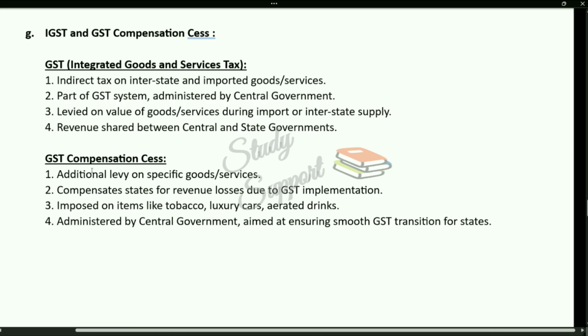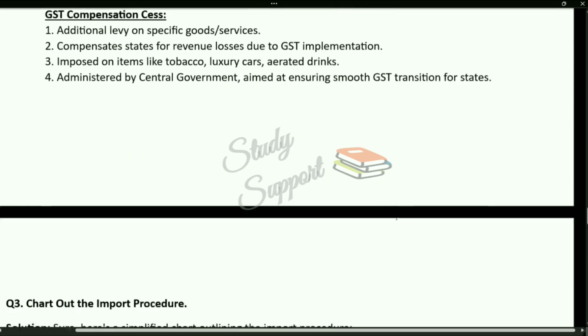GST compensation cess. 1. Additional levy on specific goods/services. 2. Compensates states for revenue losses due to GST implementation. 3. Imposed on items like tobacco, luxury cars, aerated drinks. 4. Administered by central government, aimed at ensuring smooth GST transition for states.